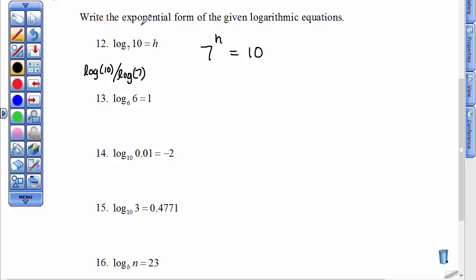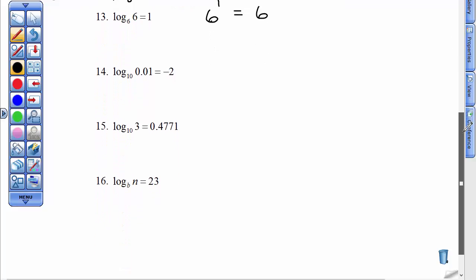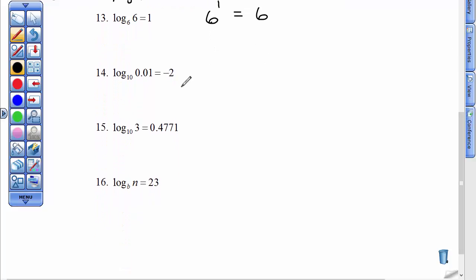But remember, I'm just trying to write these in exponential form because they were given in logarithmic form. So here my base is 6. This is my exponent. 6 to the first power is equal to 6. And often you can say, yeah, I get this. They make sense. Again, do the next 3 problems, pause the video, and then come back and see what I got.